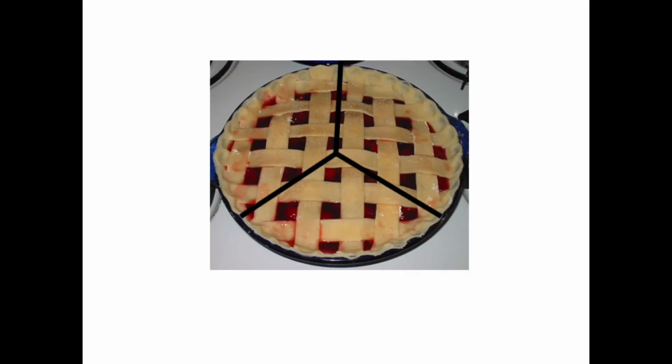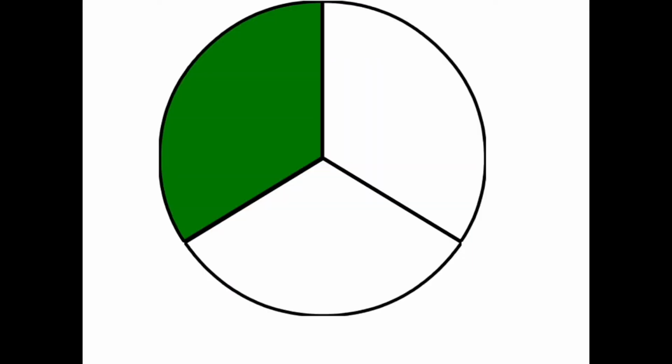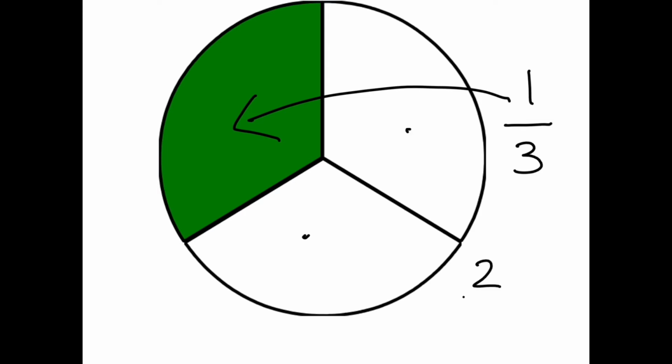This is a picture of a pie, and this time it's been divided into 3 bits. So there are 3 bits to the pie. So 1 of those bits, just that bit there, would be 1/3 of the whole pie. And that's the same with the circle. So there's 3 bits of the circle, one bit of the circle would be 1/3. What do you think the other two bits would be? If the green bit is 1/3, what would these two bits be? They would be 2/3, because it's 2 out of 3.